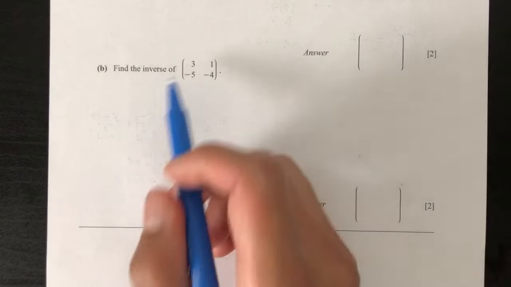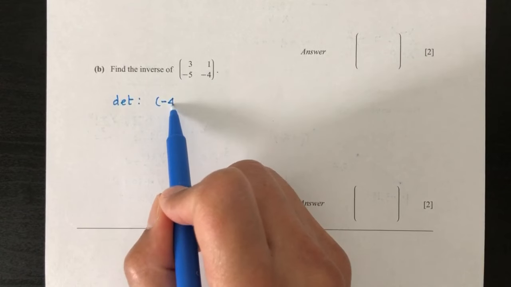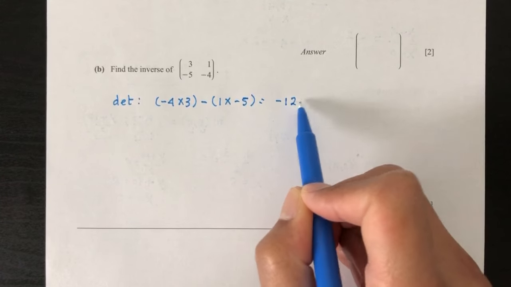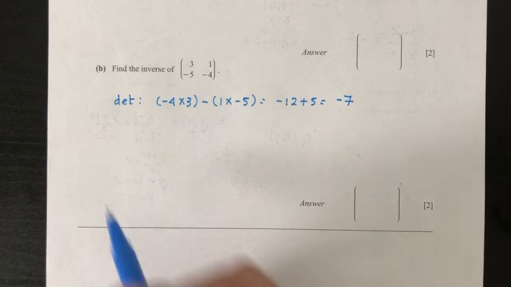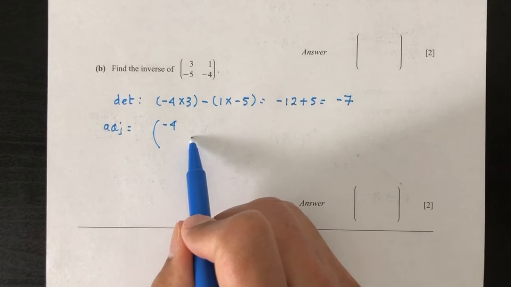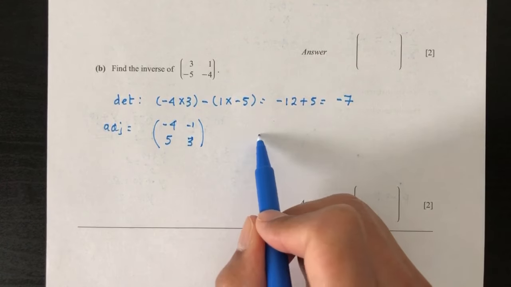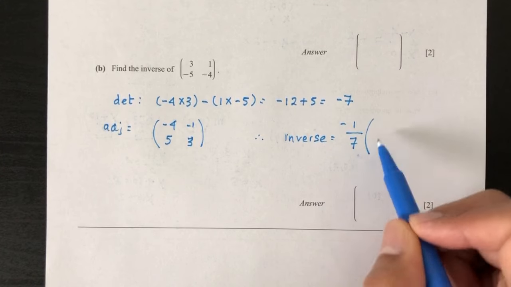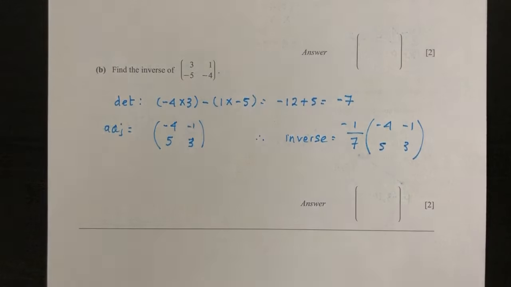Now for part B, find the inverse of this matrix. To find inverse, we first must find the determinant. That will be cross multiply, which is minus 4 times 3, minus 1 times minus 5. That will be minus 12 plus 5, and that should give you minus 7. And we have to find the adjoint matrix. That will be, change the position of those two, minus 3, so minus 4, and 3 goes down. Change the sign of those two, that become 5 and minus 1. From this, inverse is equal to 1 over determinant times the adjoint matrix. And that is your answer for question 21.